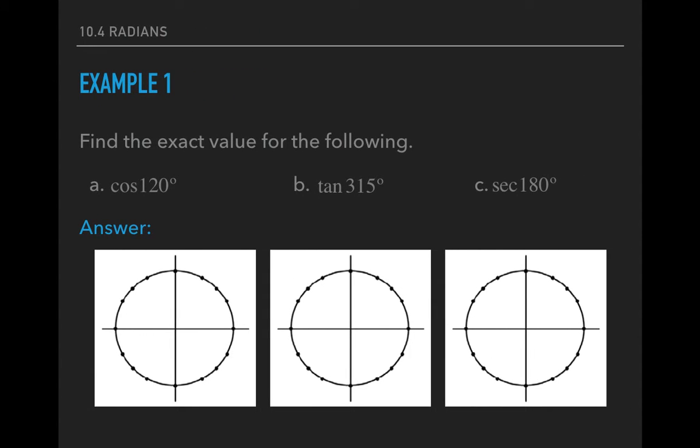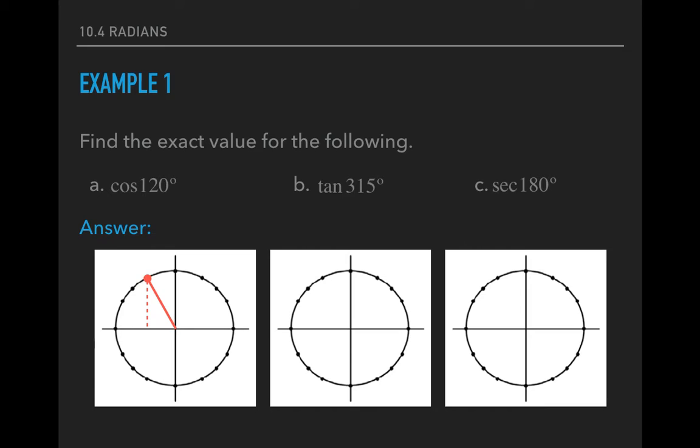So we're going to find the exact value for the following here. We're going to find cosine of 120 to begin with. And I've sketched out the unit circle here, and I've made some markings on it. Those are our common angle markings, those with reference angles of 30, 45, and 60. So let's begin with 120. 120 would be located just 30 degrees past your 90-degree mark.